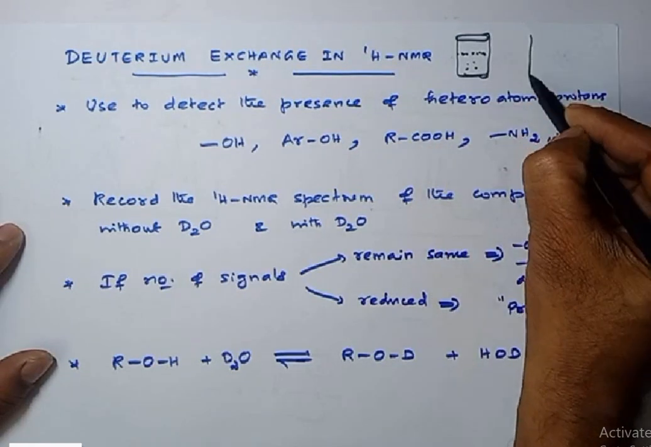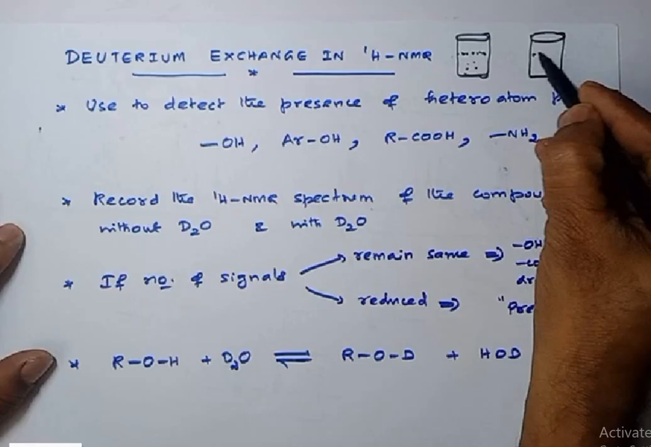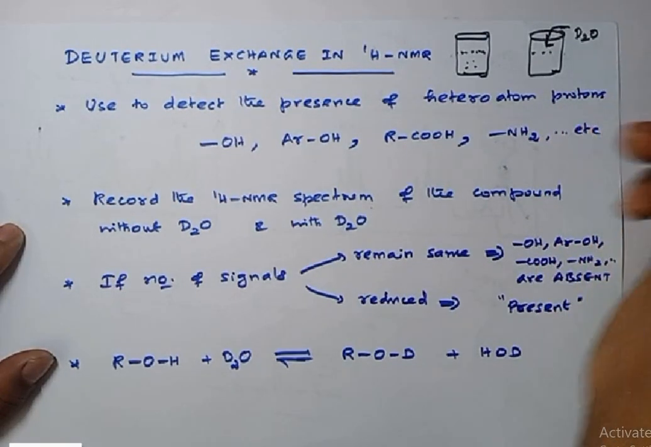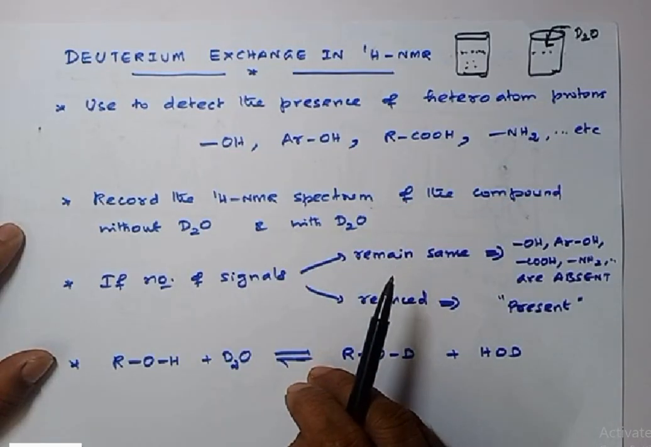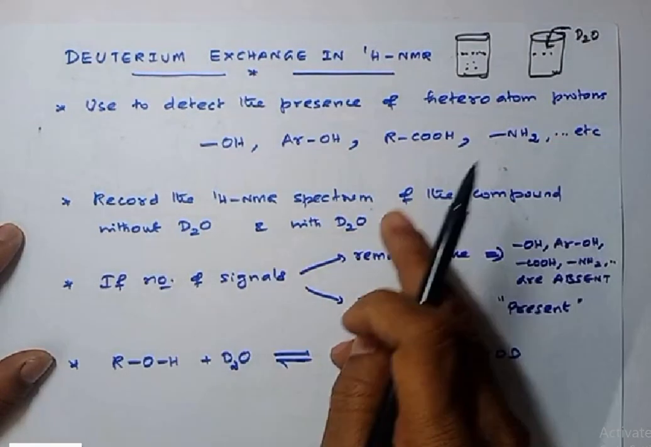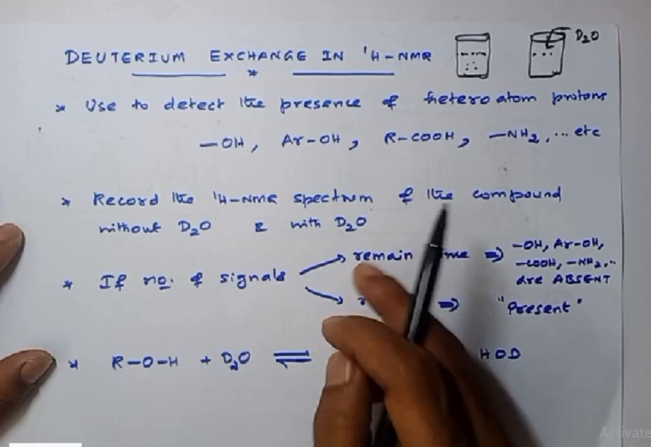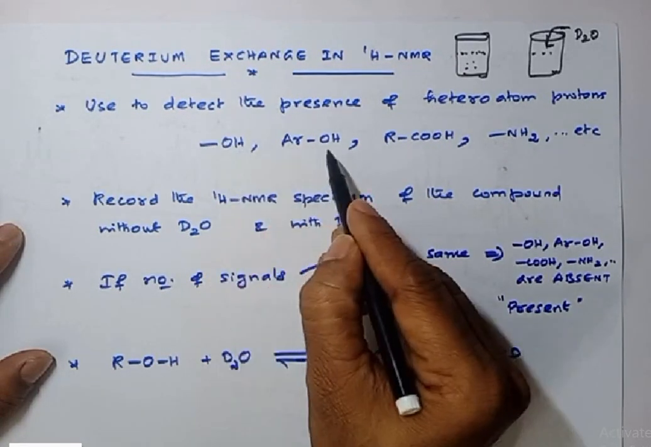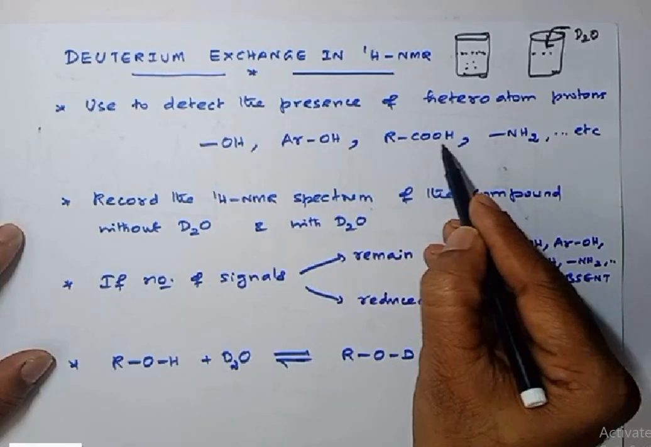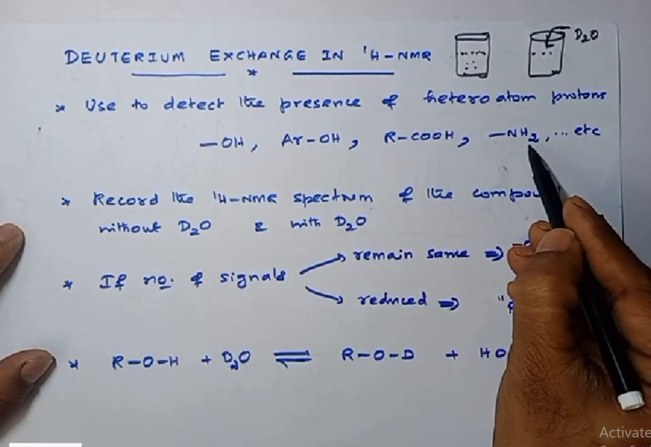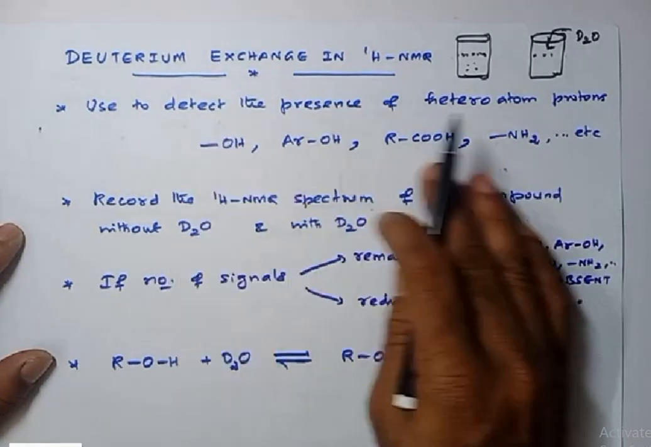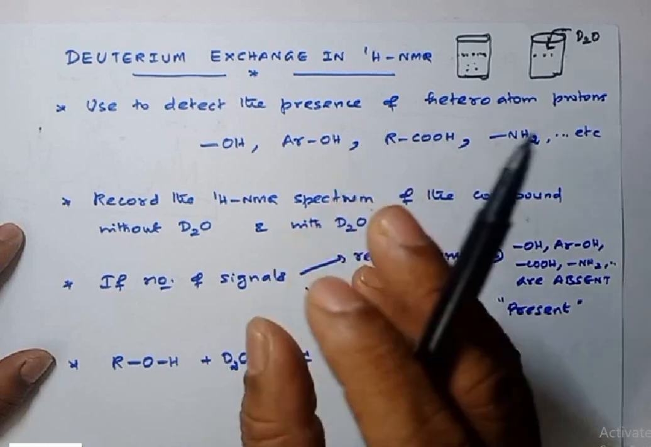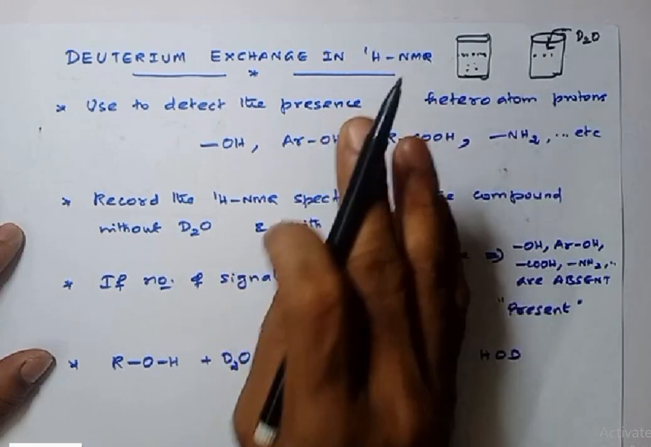Now you take the same solution and add a small amount of D2O, a few drops. What will happen if you put D2O? If there is any OH group, alcohol group, or phenolic group, or carboxylic acid group, or primary amine group, secondary amine group, if these groups are present, then the number of signals gets affected.